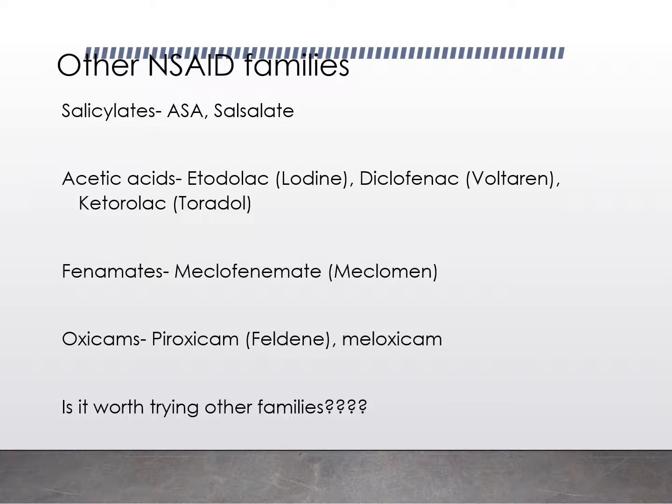Other NSAID families are the salicylates, which includes aspirin, salsalate, and some of the other things that have salicylate in the name. The acetic acid NSAIDs, which are Lodine, Diclofenac, and Toradol. The problem with Toradol is that it can damage the liver, as the other acetic acid NSAIDs can.